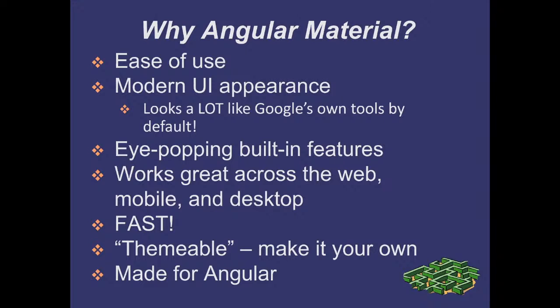So why are we going to use Angular Material? Well, it's really easy to use. It has a very modern UI appearance that looks a whole lot like Google's own things because it comes from Google. It has very eye-popping built-in features. It works great across the web, mobile, and desktop, and it performs very quickly. It can also be themable, where you can change your colors and make it your own for your organization. And Angular Material is specifically made for Angular, so it works very well with Angular.